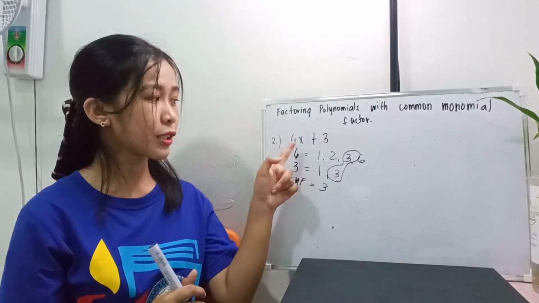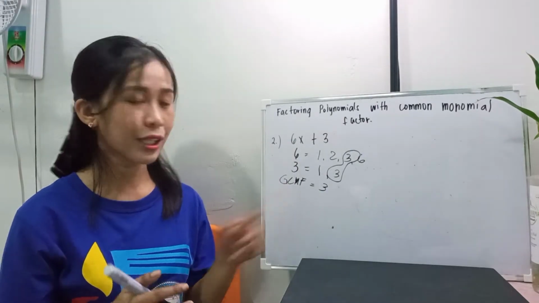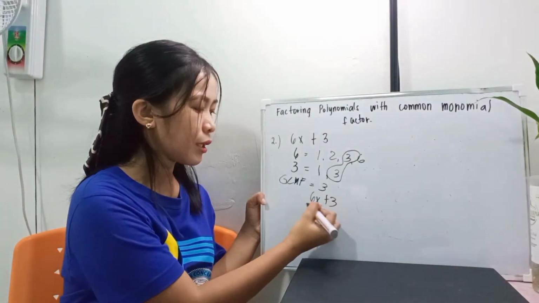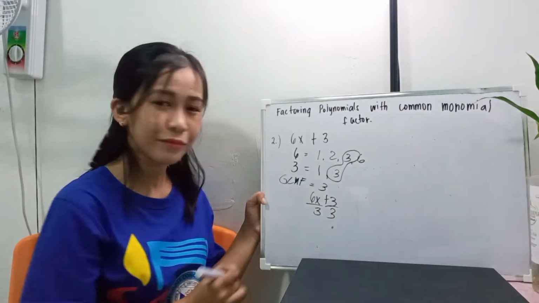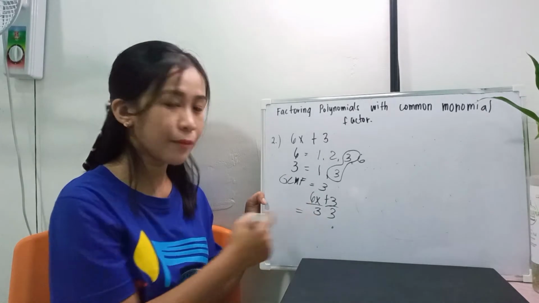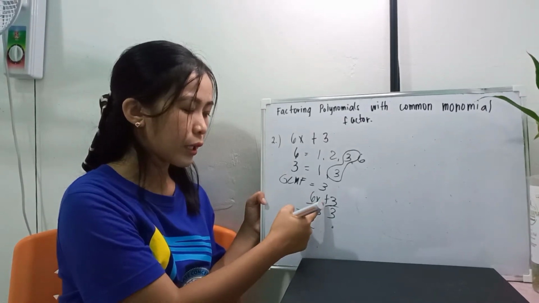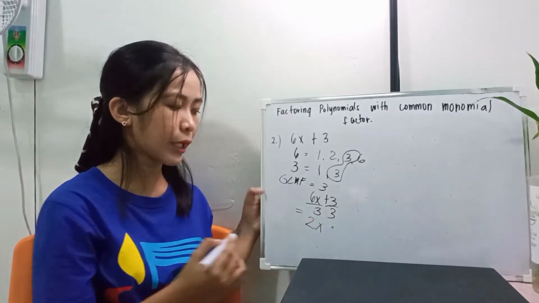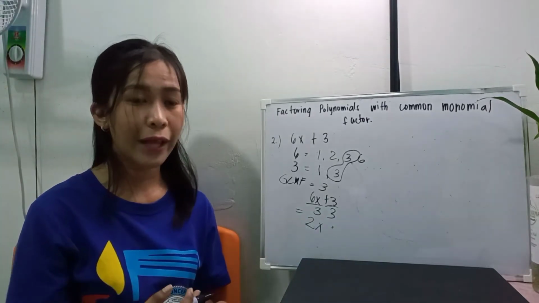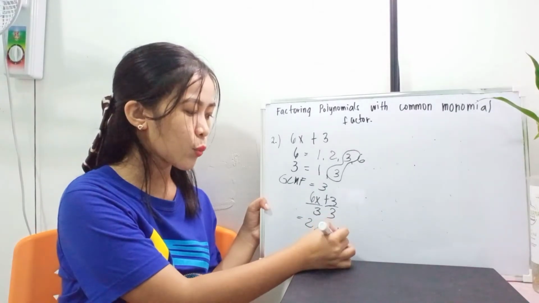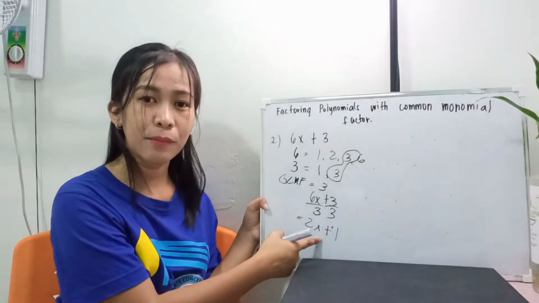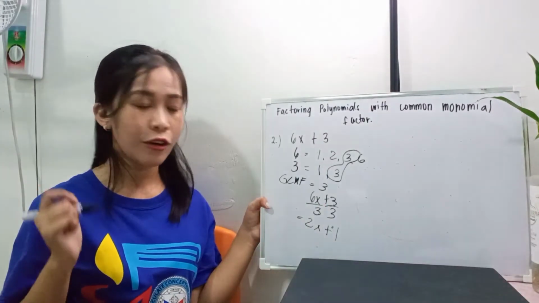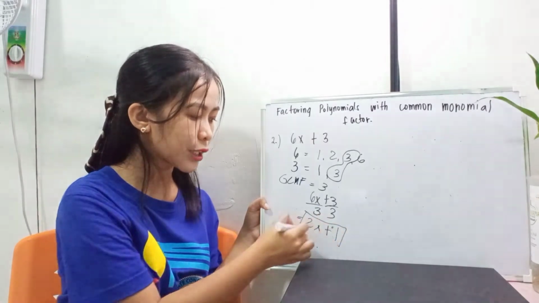And then right after that is to divide 6x plus 3 by the greatest common monomial factor. We have 6x plus 3 divided by 3. Right? And then 6 divided by 3 is 2. And then copy nyo lang yung x. And then 3 divided by 3 is of course 1. Therefore, we have plus 1. So, kukunin nyo lang yung operation na mayroon sa kanya. Since siya ay addition, so addition din yung ilalagay nyo. Alright, therefore, we have 2x plus 1.